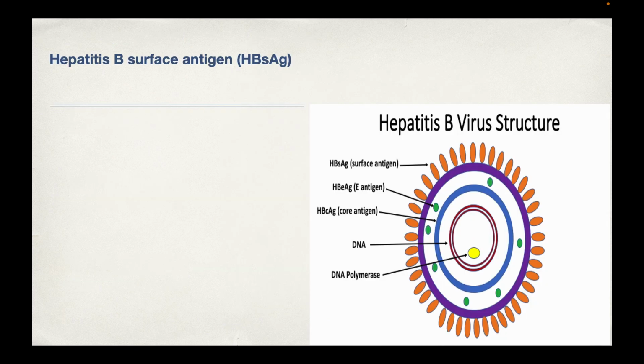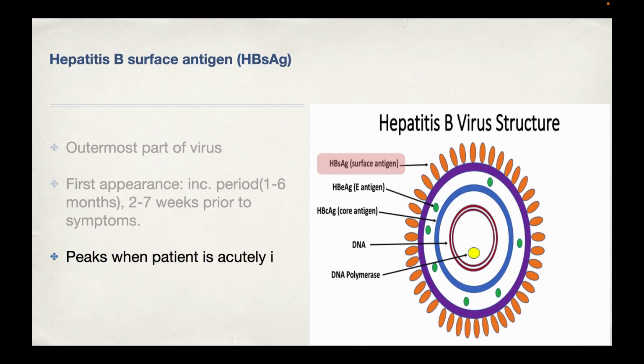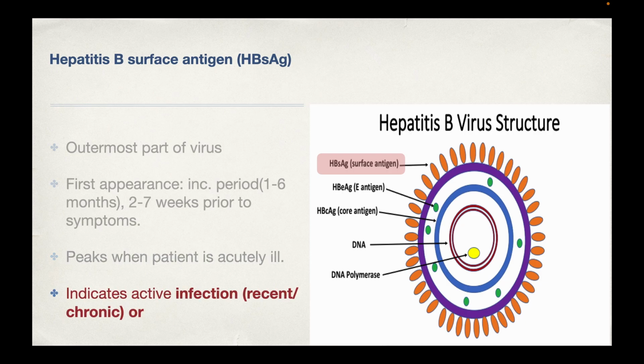And so the first one we are going to look at is the hepatitis B surface antigen. And as we said, the hepatitis B surface antigen is the outermost part of the virus, and this appears first during the incubation period of between 1 and 6 months, averagely between 2 to 7 weeks prior to the appearance of the symptoms, and it peaks when the patient is acutely ill. Now, anytime we find the hepatitis B surface antigen in the blood, it indicates active infection of hepatitis B, which may either be a recent or chronic infection, or the patient might have been vaccinated.